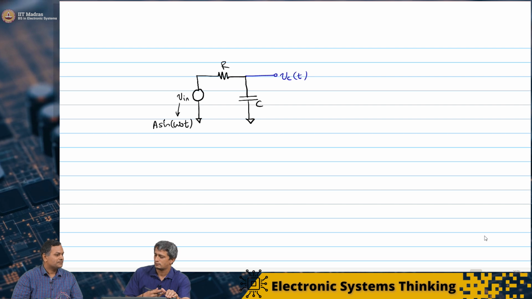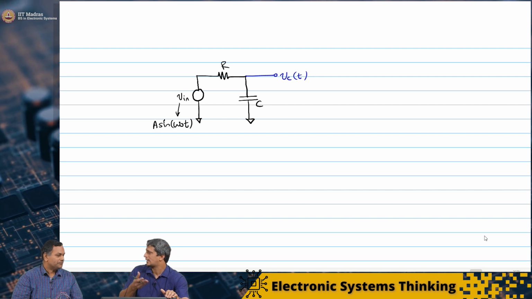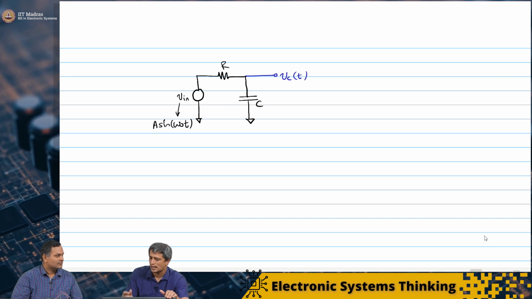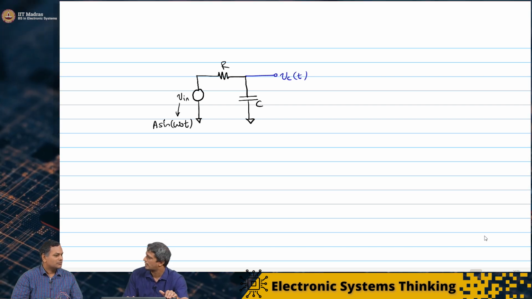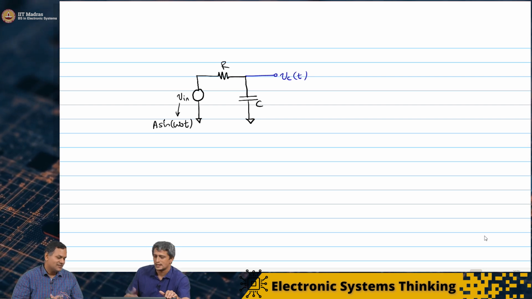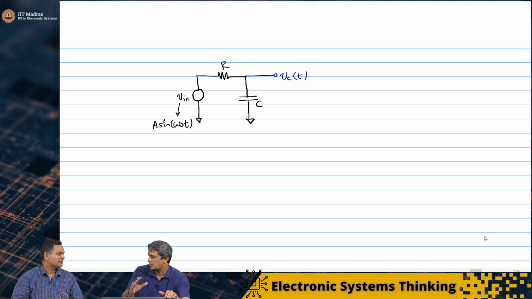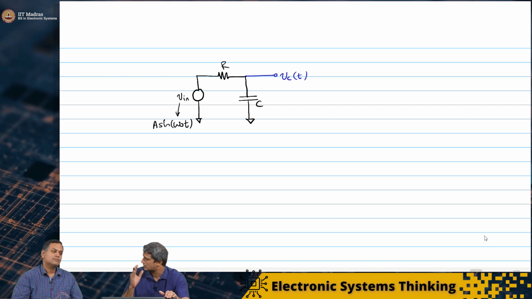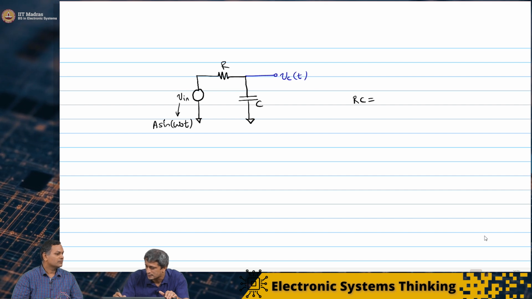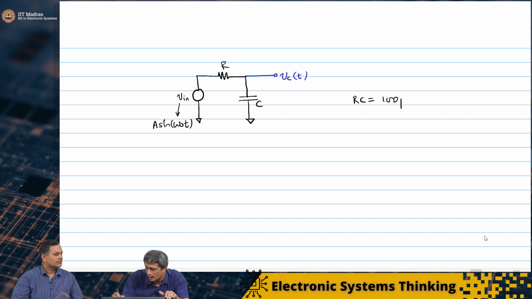Based on our discussion last time, can you make a guess of what would happen if I applied this? Obviously I have to tell you now for what frequencies. So let's go from low frequency to high frequency with respect to this RC number. Let me also remind the viewers that RC is about 100 microseconds.